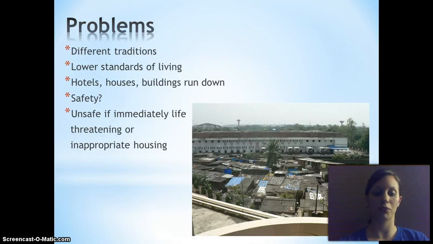With foreign countries come different traditions and standards of living. In developing countries where slum tourism is common, the standards of living are lower than those of richer countries. Since hotels, houses, and buildings are more run down, travelers feel unsafe. Standards have been established in order to deem whether or not a location is safe. A location is only deemed unsafe if the conditions are immediately life-threatening or housing and hotels are inappropriate.